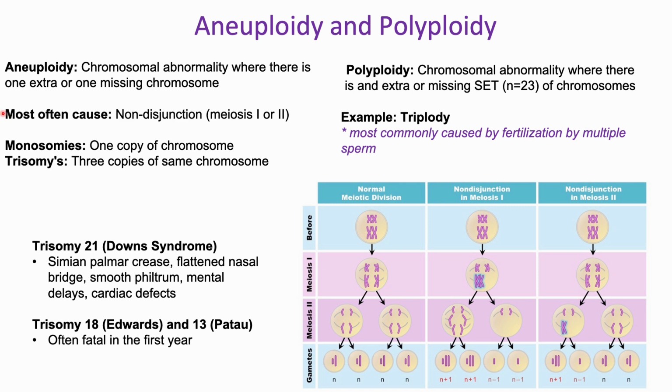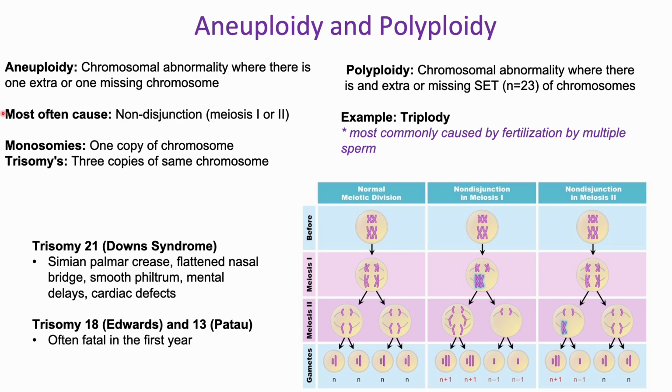Now if you have only one copy of a chromosome, whereas you're supposed to have two, it's called a monosomy. If you have 3 copies of the same chromosome, that's going to be known as a trisomy. Now, some of the most common trisomies that you're going to need to know are going to be trisomy 21, trisomy 18, and trisomy 13. These are known respectively as Down syndrome, Edwards syndrome, and Patau.